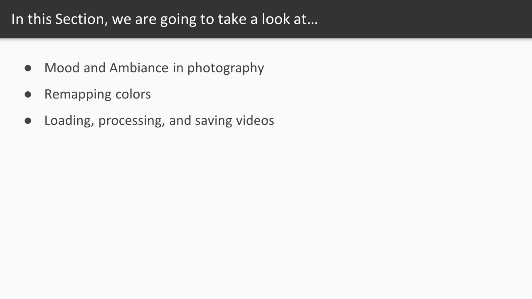In this section, we learn how color filtering alters the mood and ambience of a photo. We'll use OpenCV's color remapping function to easily implement them. We'll also extend our high-GUI toolset and learn how to load, process, and save video files.